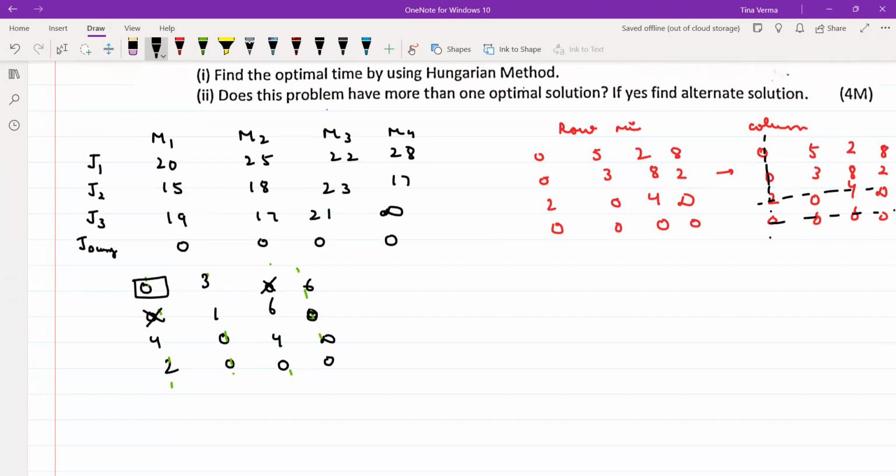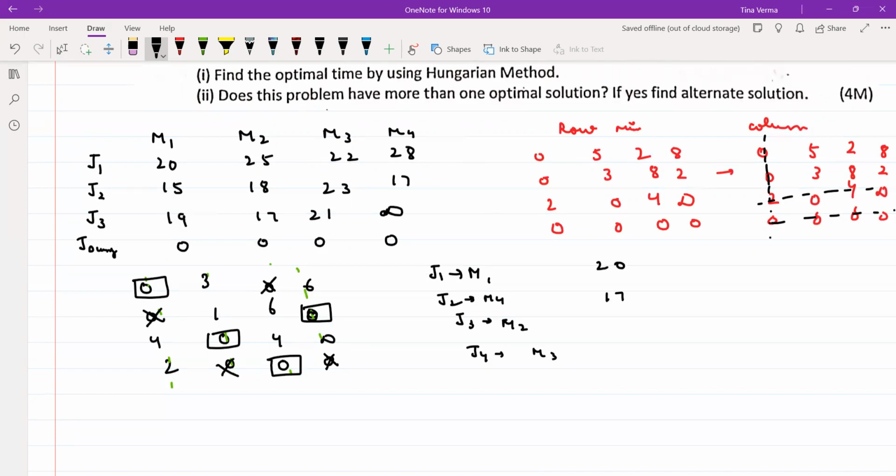So if I am assigning this value 0, this will be cancelled out, right? And this will be cancelled out. So this can be assigned as 0, and this can be assigned as this 0. This can be assigned over here, and this will be cancelled out. So this is my first assignment, in which I have assigned J1 to M1, J2 to M4, J3 to M2, and J4 to M3. So if you sum over the cost, this is 20, 17, 0. The sum of the cost is 54.